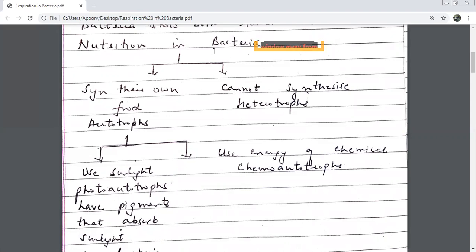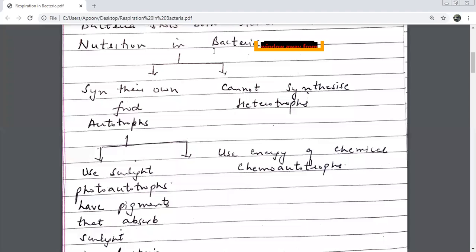Those which use sunlight, and how do they use sunlight? Because they have some pigment which can absorb sunlight. They are known as photoautotrophs. There are some other categories which do not need sunlight. They use the energy of chemicals to prepare their own food. Such kind of autotrophs are called chemoautotrophs.